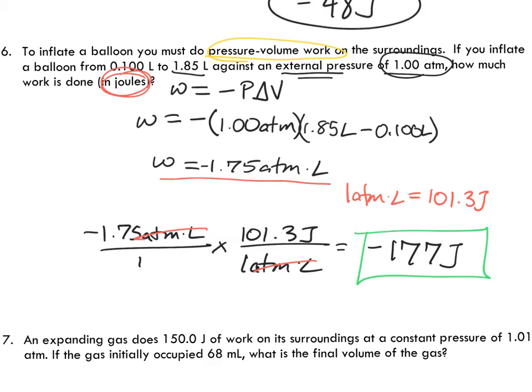It should be negative because the balloon was expanding, which means it was doing work on the air around the outside of the balloon. The air around the outside of the balloon has to move, and so the balloon inflating is doing that work. So this should be negative, meaning work is being released.